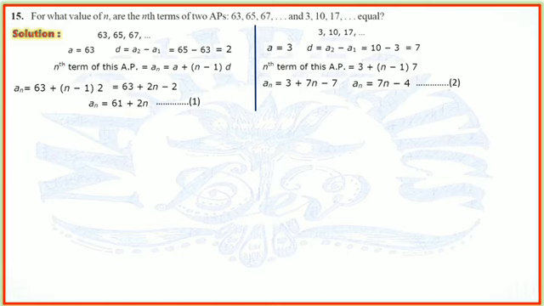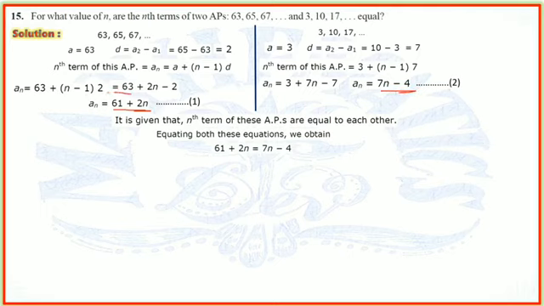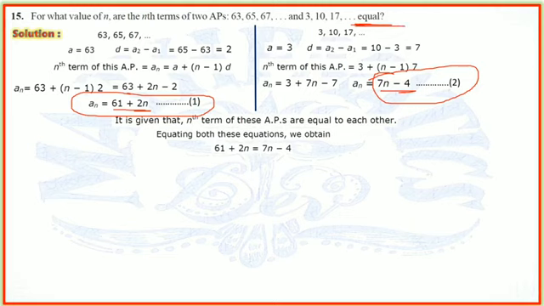Now we have supposed that for what value of n are the nth terms of these two APs equal. So it is given that the nth terms of these APs are equal to each other. So we'll equate them. Equating both of these equations, we obtain 61 plus 2n equals 7n minus 4. That means the nth term of the first AP equals the nth term of the second AP, as given in the question.